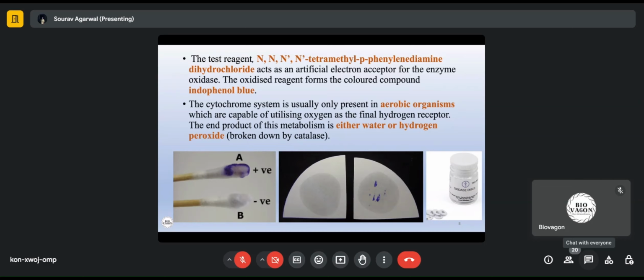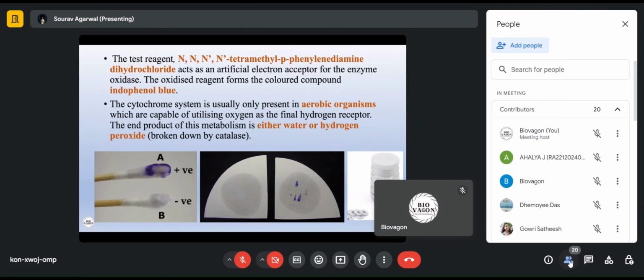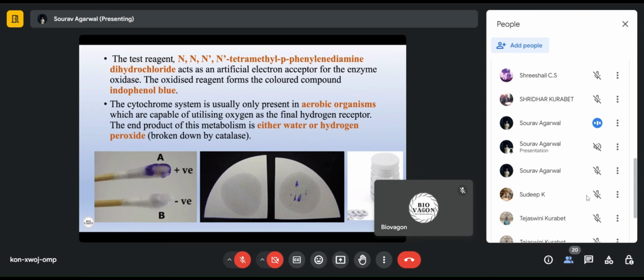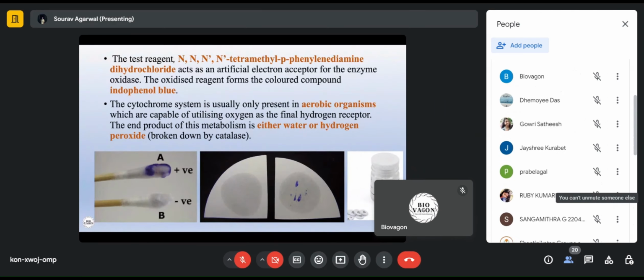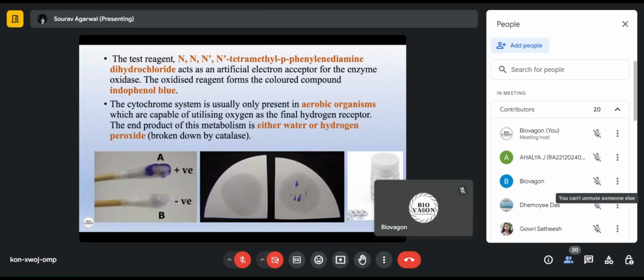Here you have to make sure that you do this test really quickly, because the presence of atmospheric oxygen can interfere with this test and give you a false result. If you just keep your swabs in atmospheric oxygen, they will change color eventually. So you have to be really quick and make sure that you don't get any false results.